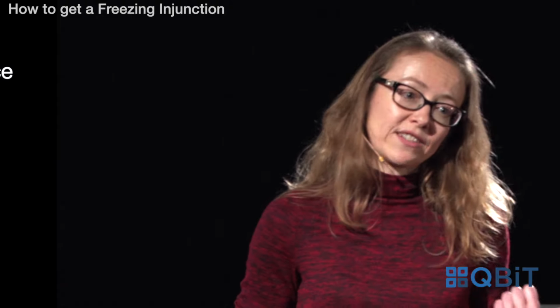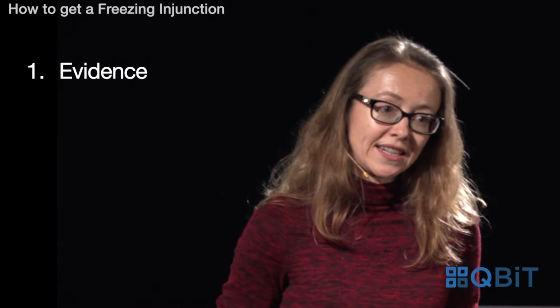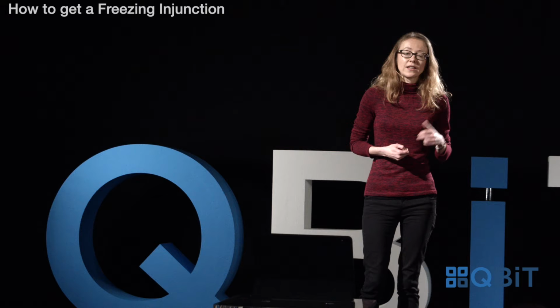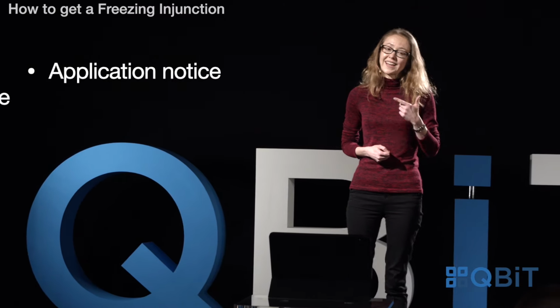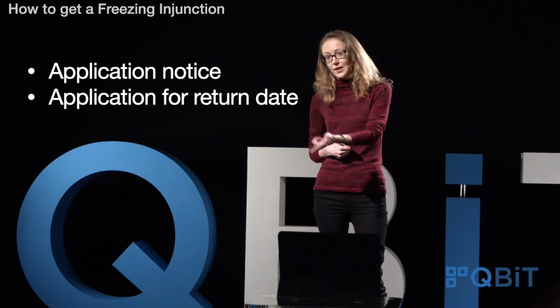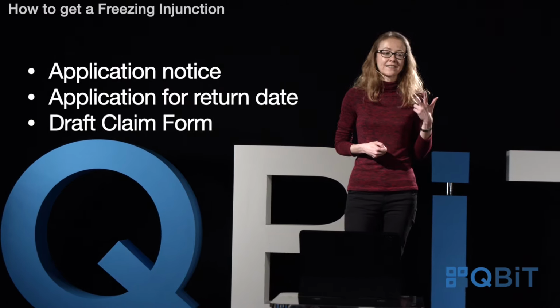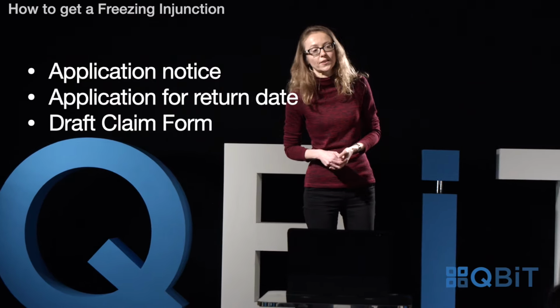The first is the evidence, which is going to be an affidavit with an exhibit. Secondly, you're going to need the draft order, and thirdly, you're going to need the skeleton argument. You're also going to need an application notice for the without notice hearing, an application notice for the return date, which is when you come back having told the defendant that you've got the order, and a claim form. And the claim form is pretty straightforward. You certainly don't need to have particulars of claim ready to go at this stage.